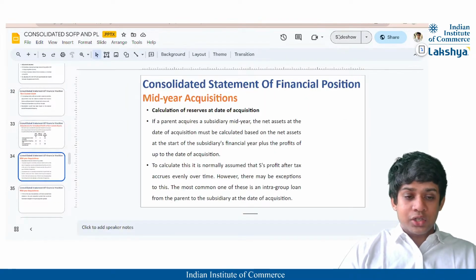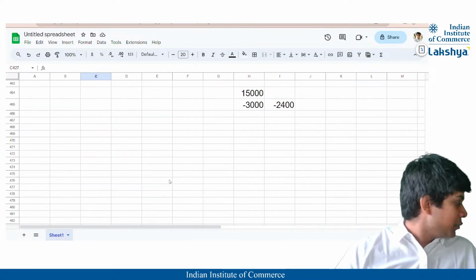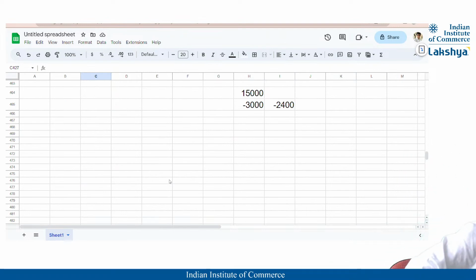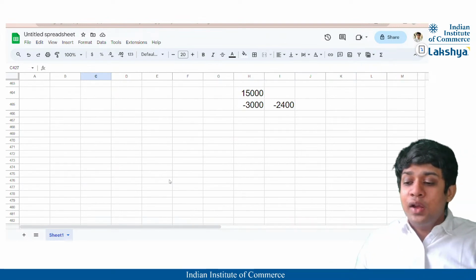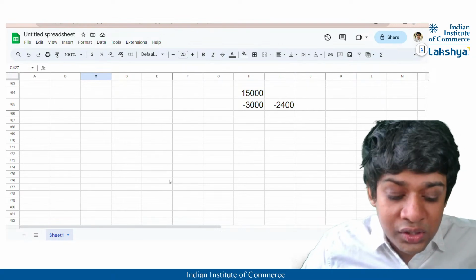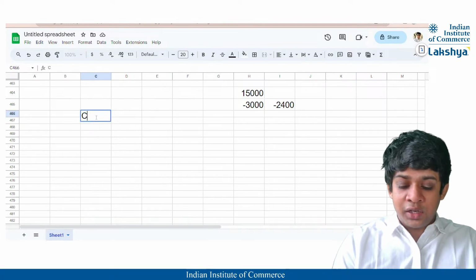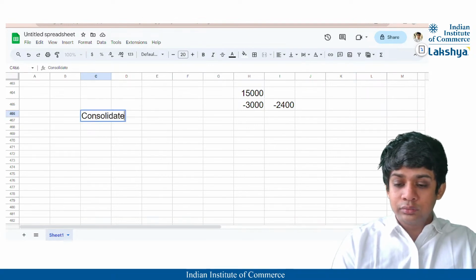Now, mid-year acquisitions. In the case of mid-year acquisitions, for a consolidated statement of financial position there are not many things to consider, but for a consolidated statement of profit or loss, there are a lot of things to consider. Okay. So firstly, I'll explain for the consolidated statement of financial position.